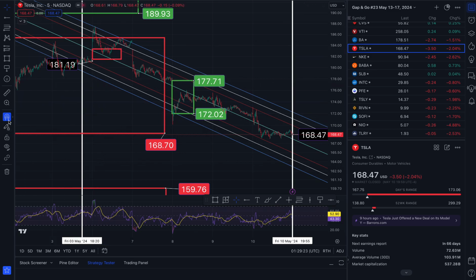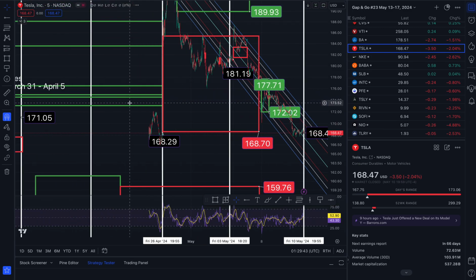There. I have the magnet turned on as well, so it helps me draw the lines more precisely. And then there's a baby gap there. I'm not going to bother. Okay, we gapped up, so I anticipate a gap down, and it filled right there at roughly 181.48.